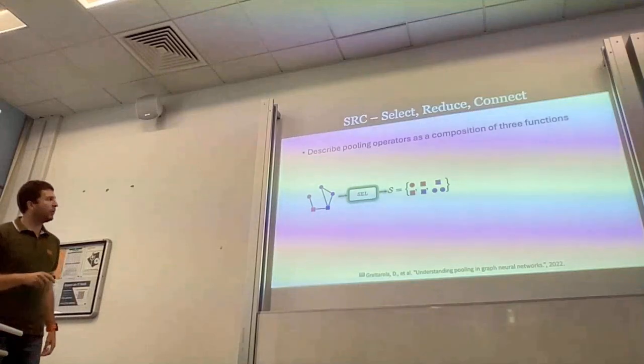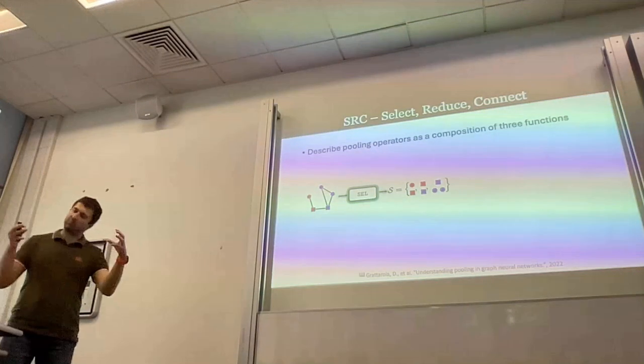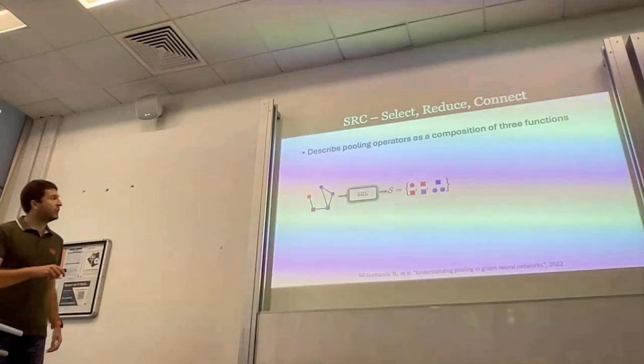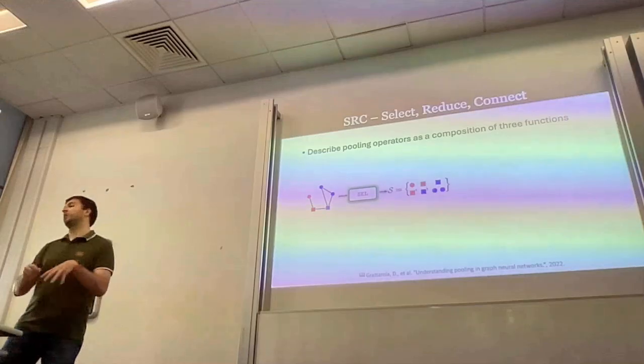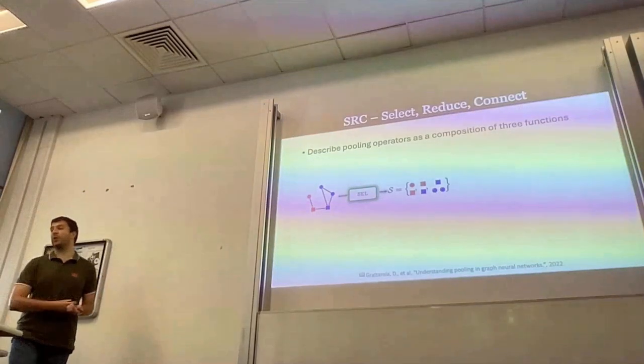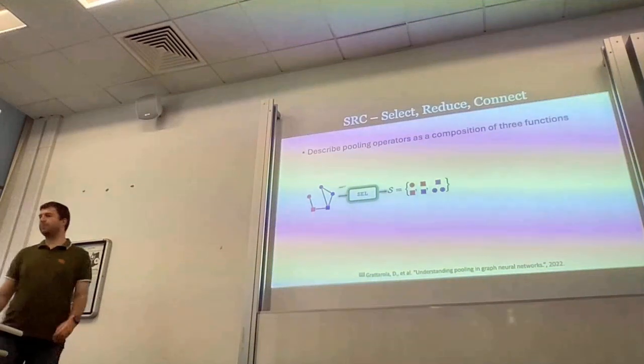Okay. So for example, if this is the input graph, the select says that these two nodes should be considered together. These two nodes here should be considered together, and then these three nodes should be considered together. Okay, that's the select operation. It basically spits out some sets of nodes.